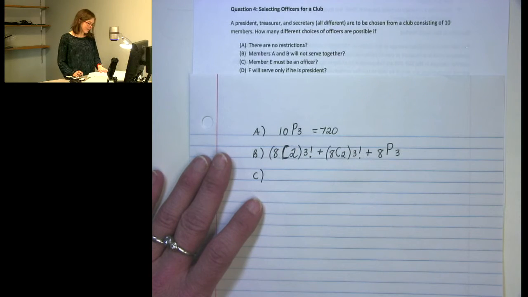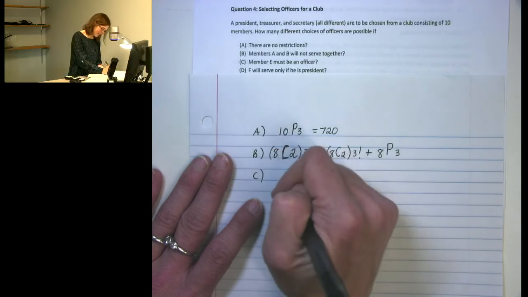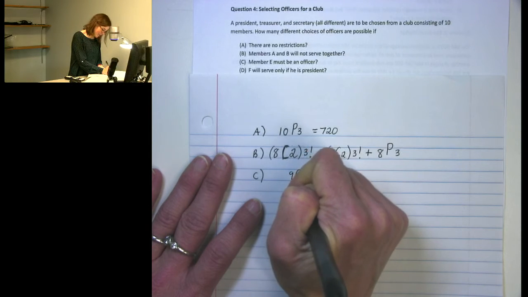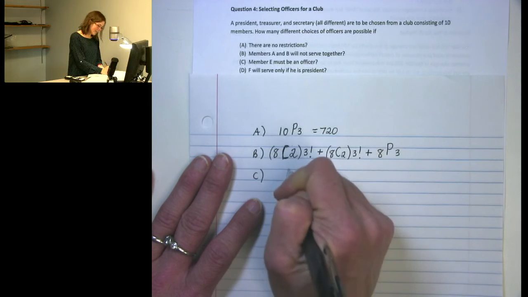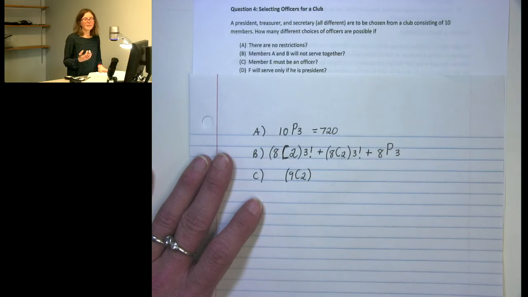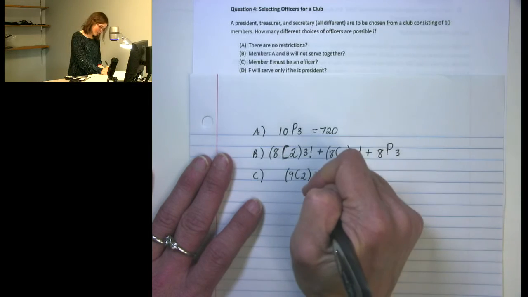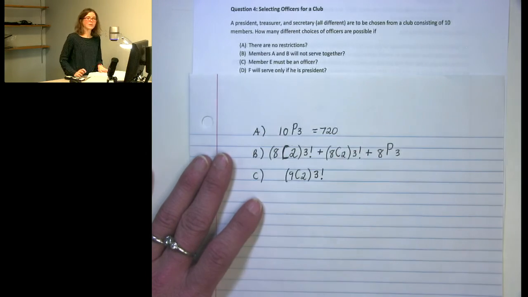Part C, if E must be an officer, what that means is that there are 9 people left and we're going to be choosing 2 of them to be part of the leadership of this club. So we're having 9, we're going to choose 2. That's how we're going to find the other members that we're going to have. And then we have to say, well, how many ways could we arrange them into the 3 officer positions? And there are 3 factorial ways we could do that.